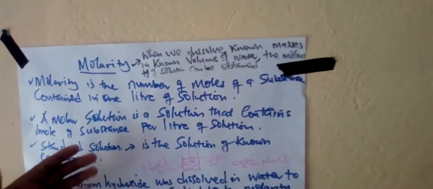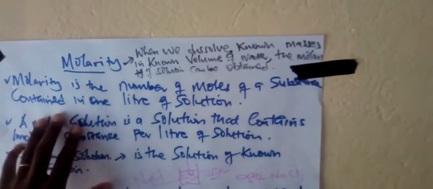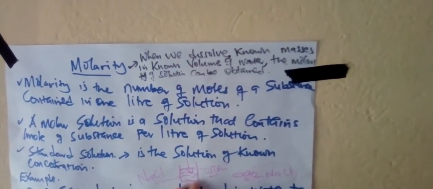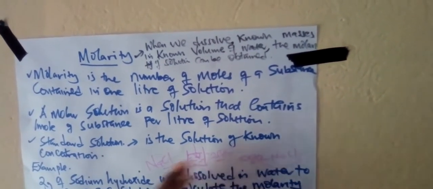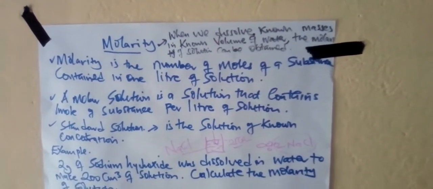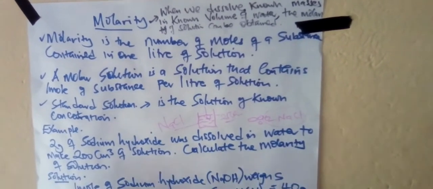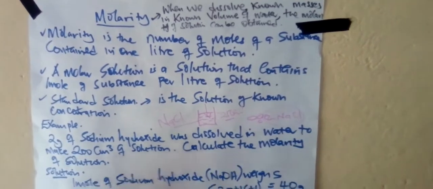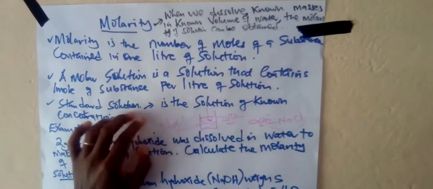Now, what do we mean by molarity? Molarity simply is the number of moles of a substance contained in 1 liter. So you get the number of moles of sodium hydroxide in 250, then you find out how many will be in 1 liter. 1 liter is equivalent to 1000 centimeters cubed. If you get the number of moles of the substance in 1 liter, then that solution is called a standard solution.